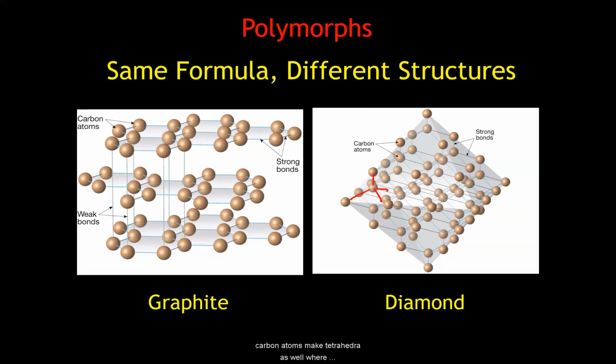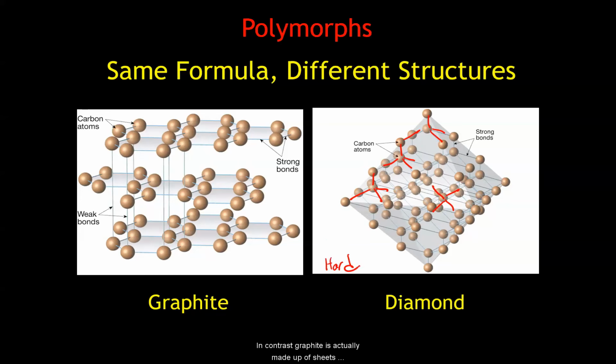Turns out these carbon atoms make tetrahedra as well, where each one is connected to 4 others, and those connections lead off in every direction. Lots of strong bonds in every direction. This one ends up being hard as a result.